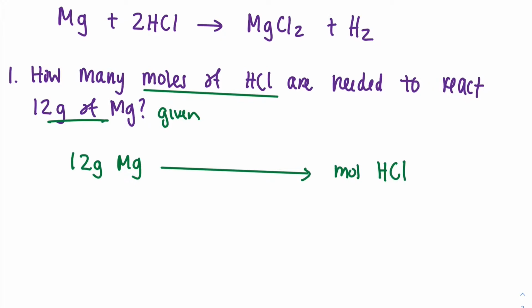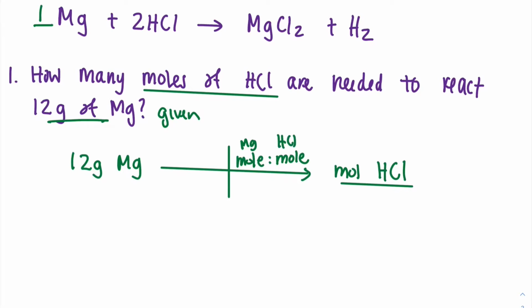There is no singular conversion factor that gets me directly from grams of one substance to moles of another substance. So this has to be broken into 2 steps. Let's work backwards. To get from moles of one substance to another, you use the balanced mole ratio. Here, in this equation, the mole ratio is 1 to 2. So I'm going to do mole ratio. That's my mole to mole ratio. Magnesium to HCl.